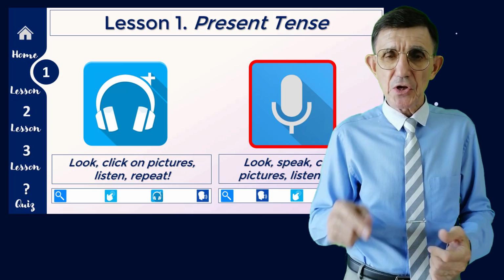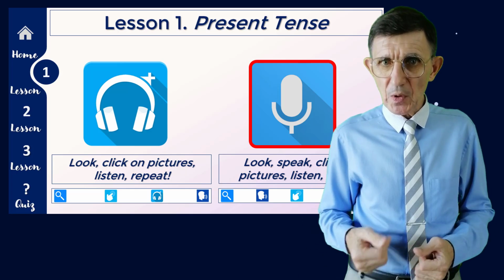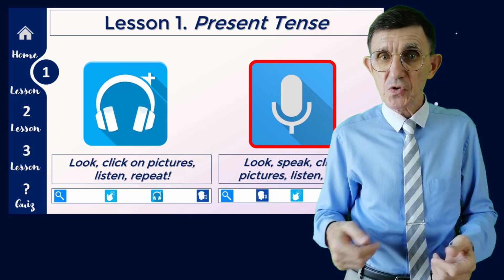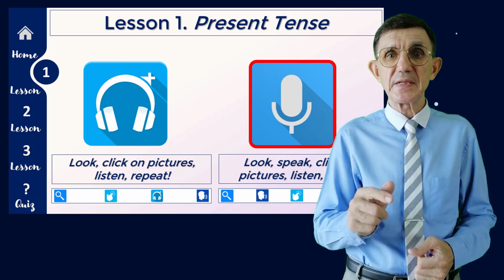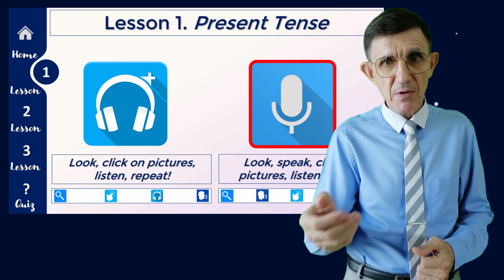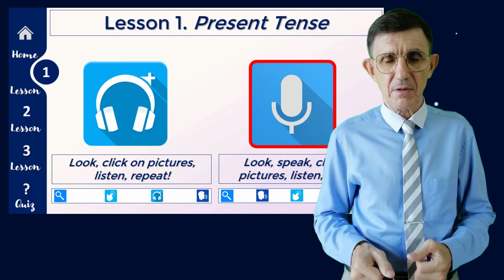At first, you listen and repeat: the input stage. Then you look and speak: the output stage. There should be much more output units than input ones. Try to understand this. It is very important. Practice is more important than learning.